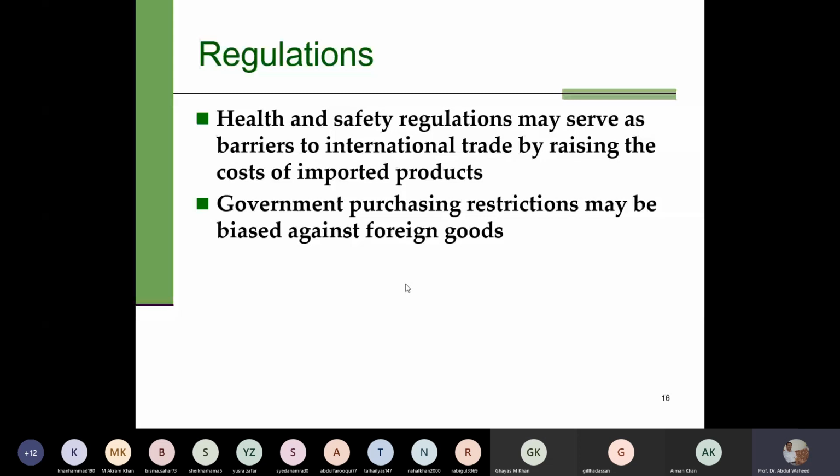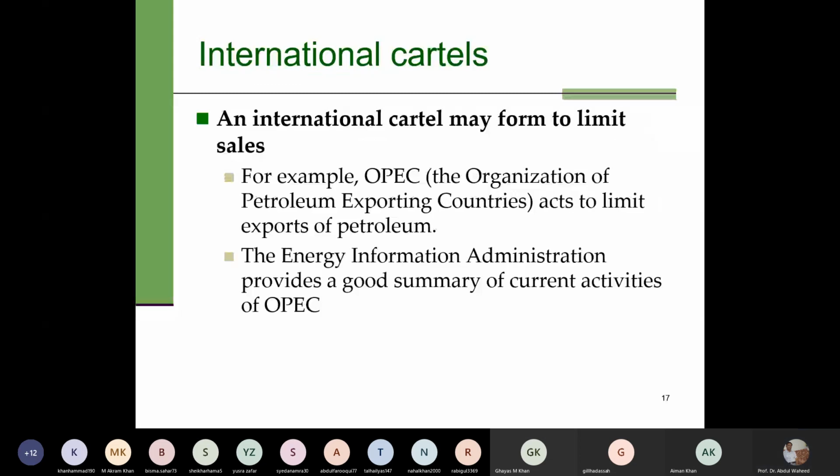And then we also have the international cartel. Do you know what a cartel is? In which market do we have a cartel? Anyone? You study different market structures in your microeconomics course. You studied perfect competition, monopoly, monopolistic competition and oligopoly. So when there is an oligopoly market, there are few sellers in the market, and when there are few sellers, there is a possibility of a cartel.